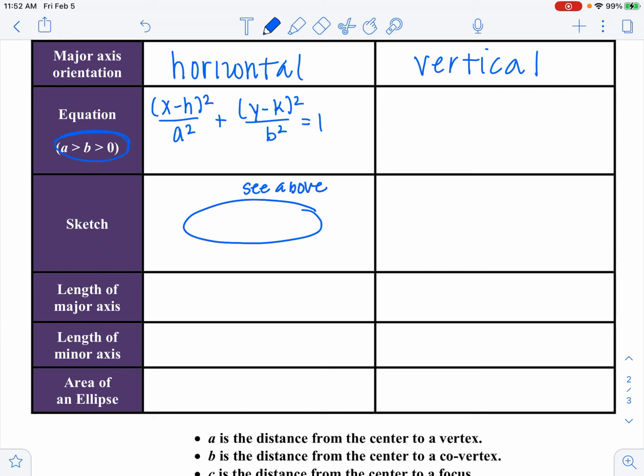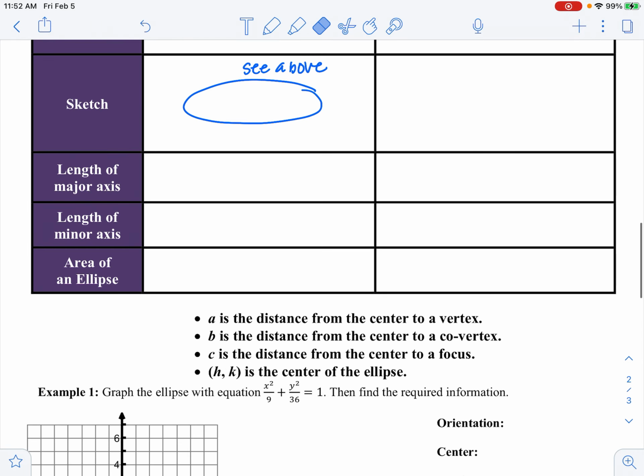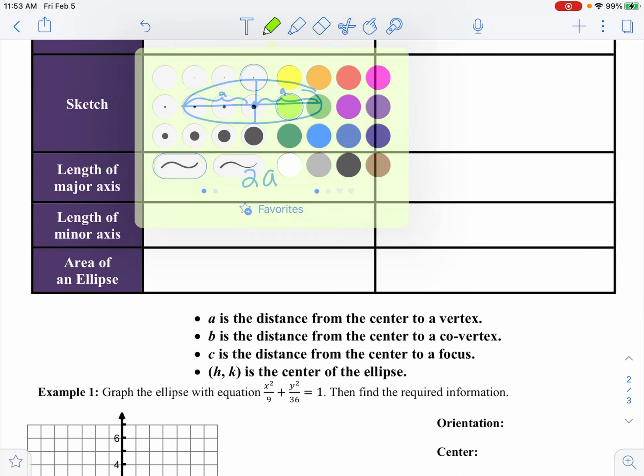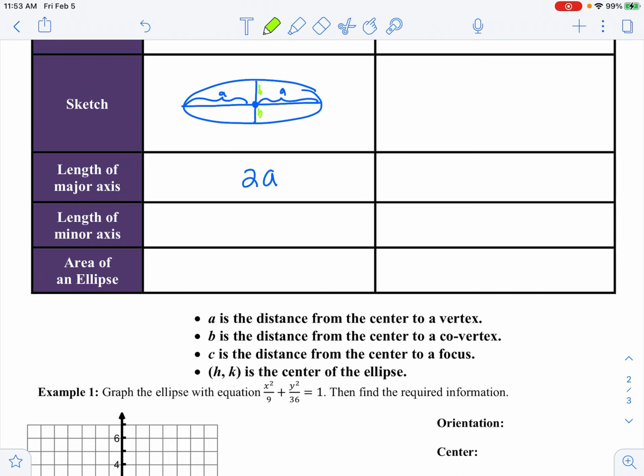What I do want you to notice is this right here. It says A is always greater than B. Look at that. A is always greater than B, and B always has to be bigger than 0. Therefore, they both have to be bigger than 0. Okay, length of the major axis. So actually, get rid of the C above because we're just going to use this. Here's your major axis. Here's your minor axis. Here's your vertex, your center. This is A right here, right? This is also A right here. So the length of your major axis is just 2 times A, 2A. Minor axis, this is B, and this is B, so it's 2B.